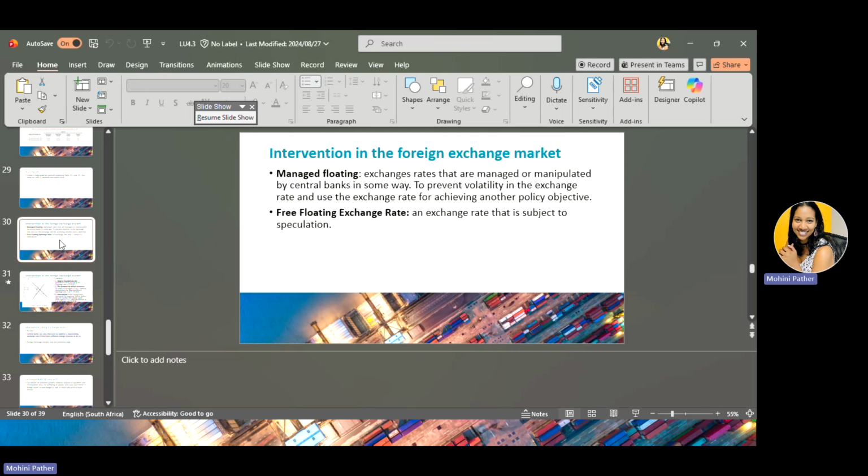Okay, so we also have to bear in mind that there are different types of exchange rates. So there is a managed floating exchange rate. They are managed and somewhat manipulated by central banks. So in order to make sure that the rand doesn't spike from 13 to 20 in the space of 3 days, we have a central bank which acts on our behalf.